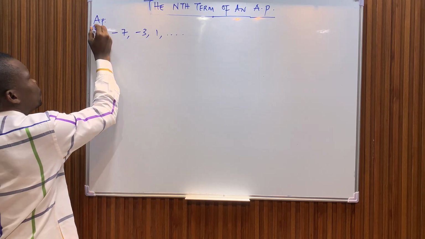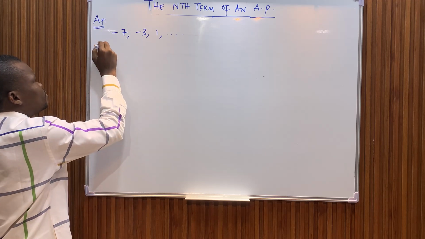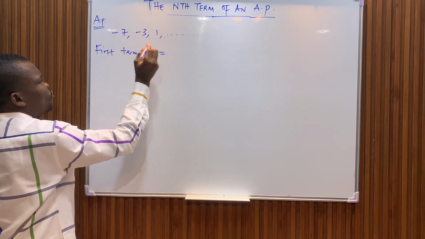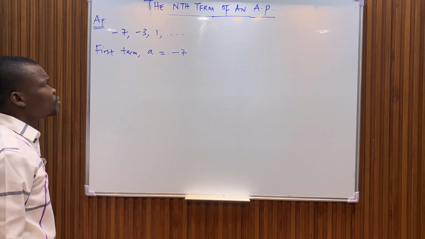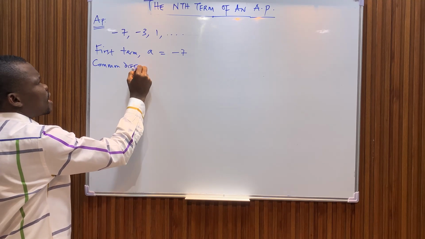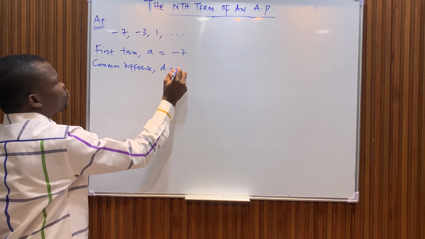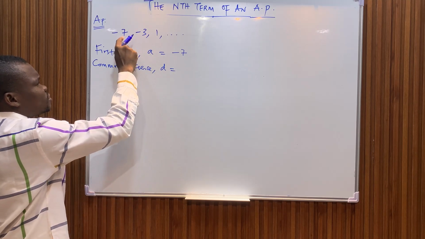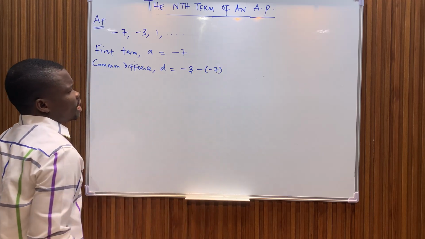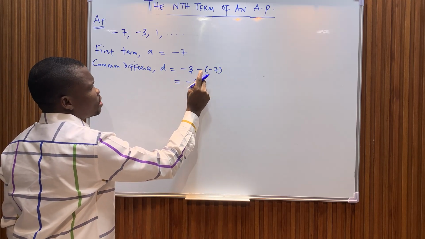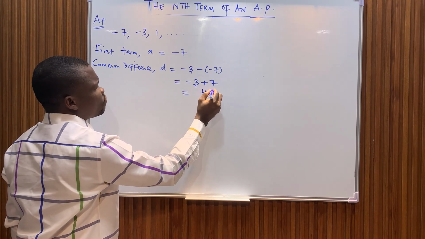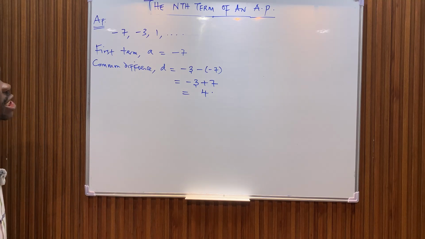Okay, now from this problem, we can see that the first term A is this first number, which is minus 7. Now, what's our common difference? Our common difference D equals, remember, second term minus first term. That's minus 3 minus the first term, which is minus 7. Minus 3 minus minus 7 is minus 3 plus 7, which gives us 4. So the common difference is 4.